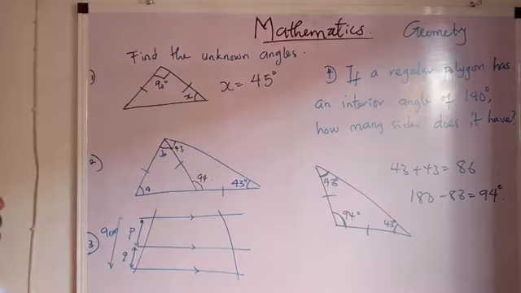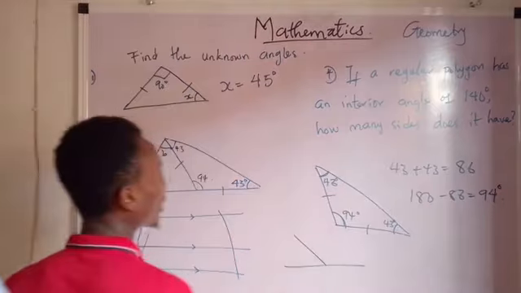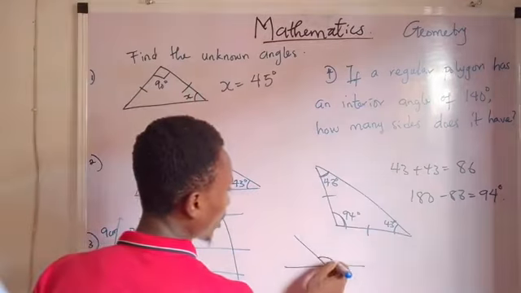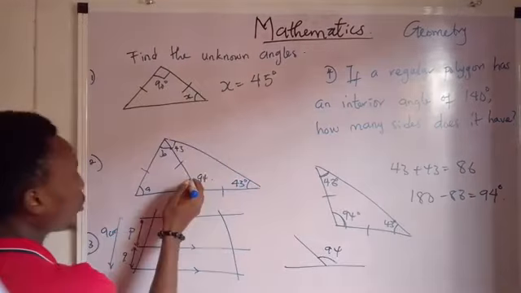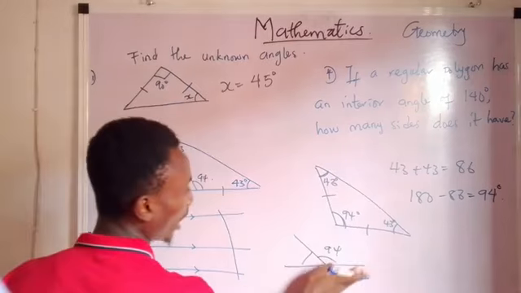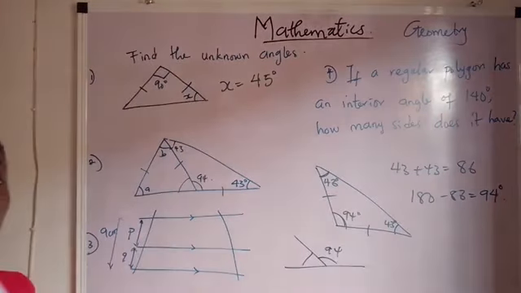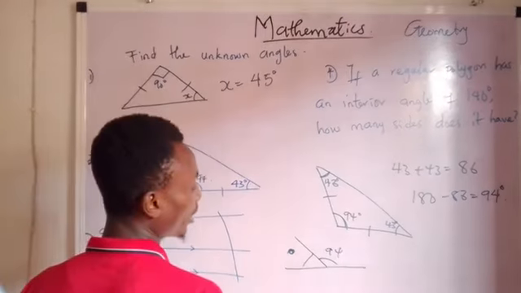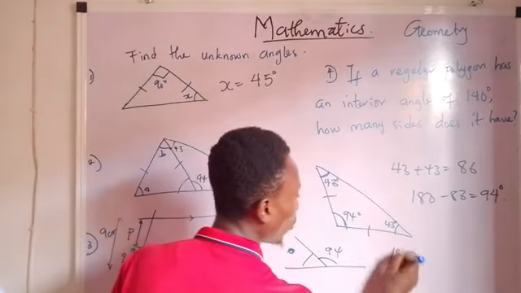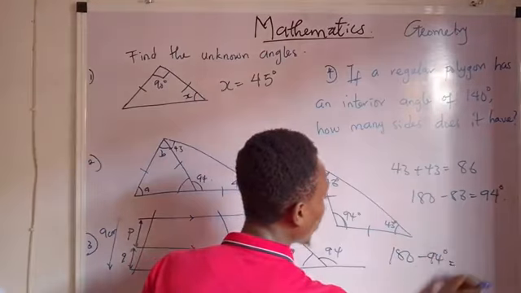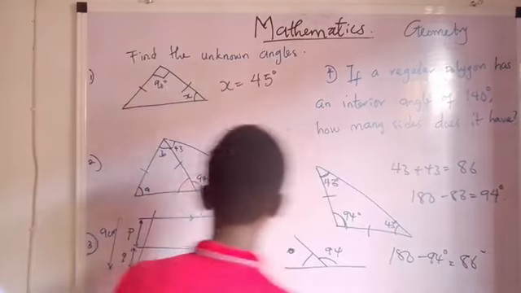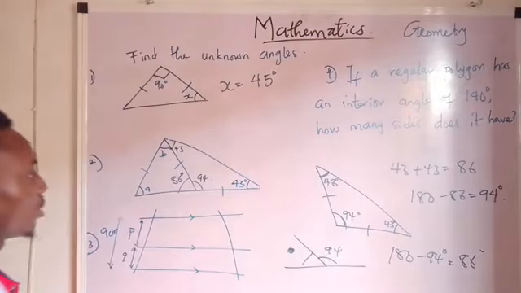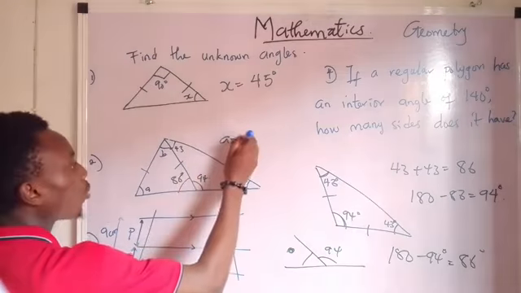Now, if you have done angles on a straight line before, you will discover that this 94 here and this angle on this side are both angles on a straight line, and the sum of angles on a straight line is equal to 180. So 94 plus whatever is here now is 180. If you subtract 94 from 180, 180 minus 94 will give us 86. So this place is actually 86 degrees. Now A will be equal to 86 degrees too.